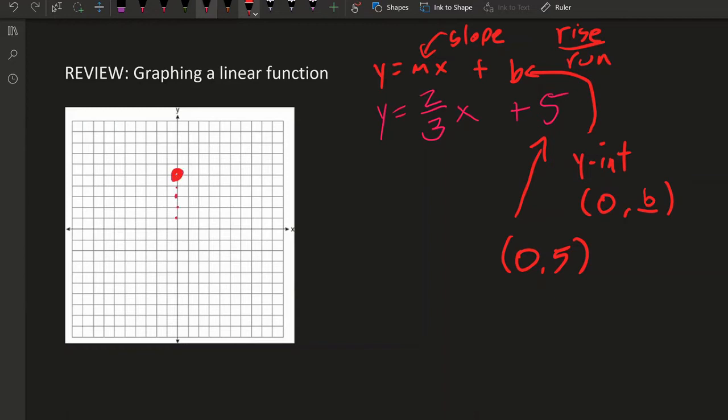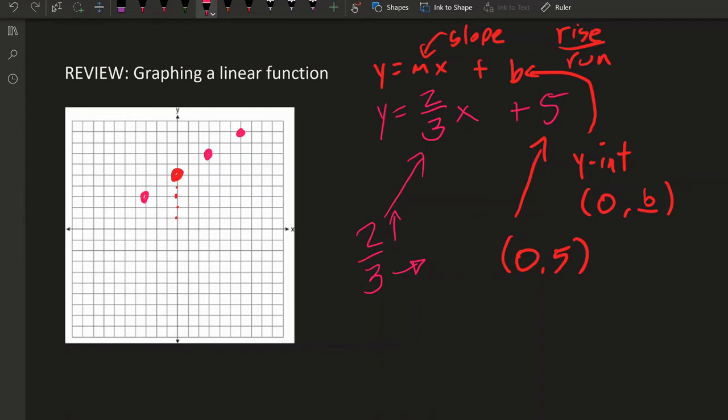And then I would use the slope, 2 over 3. Rise 2 would go up 2, and then run 3 would be right 3. So from my y-intercept, I would go up 2 and right 3, and then again up 2 and right 3. Since the line goes on forever in both directions, I can go backwards, so it would go down 2 and left 3.